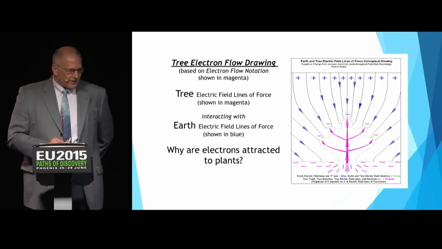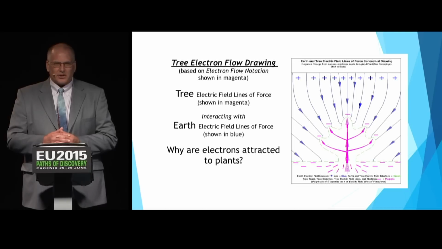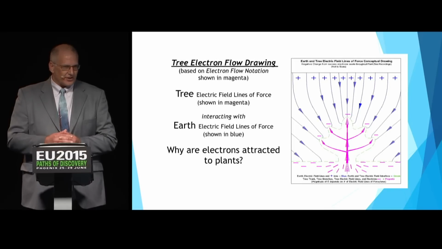The tree electric field lines of force, shown in magenta, are interacting with the earth electric field lines of force, shown in blue. And a question comes to mind: why are the electrons being attracted to plants? And I'll try to answer that near the end of the presentation. And I put all my positive charges up near the top of the drawing. Dr. Pollock might not agree with that, but I didn't know any better, and that's where they're at.